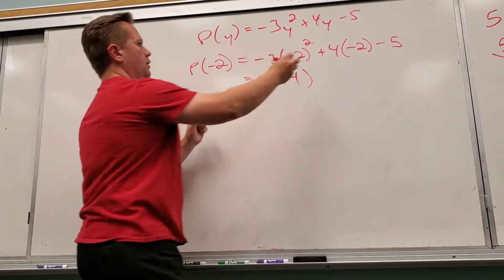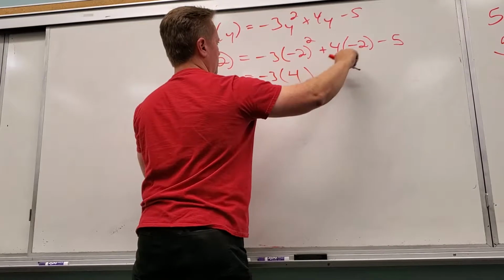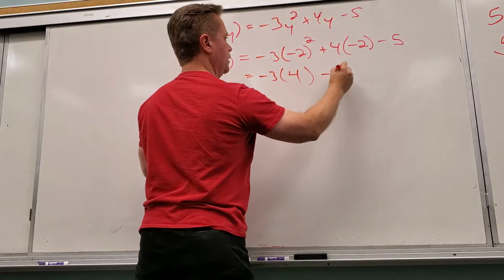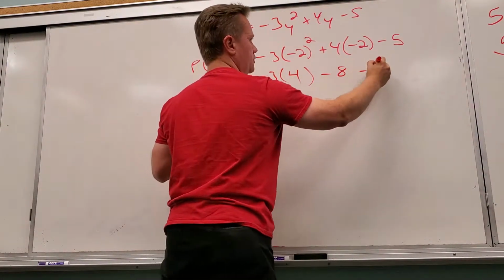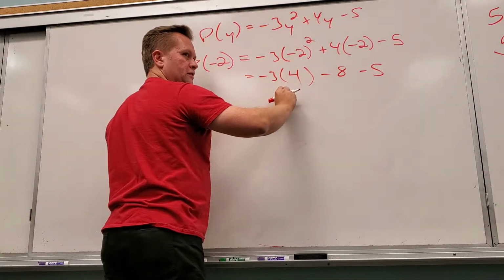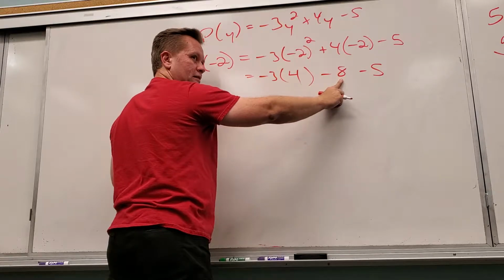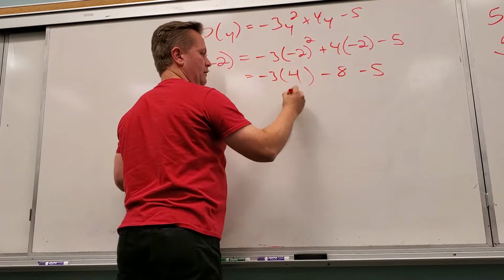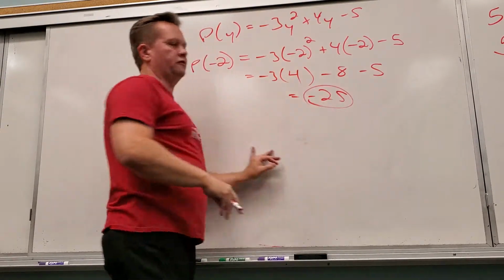I like it. And then you got -8, -5. So you get -12, -8, -20, -5.